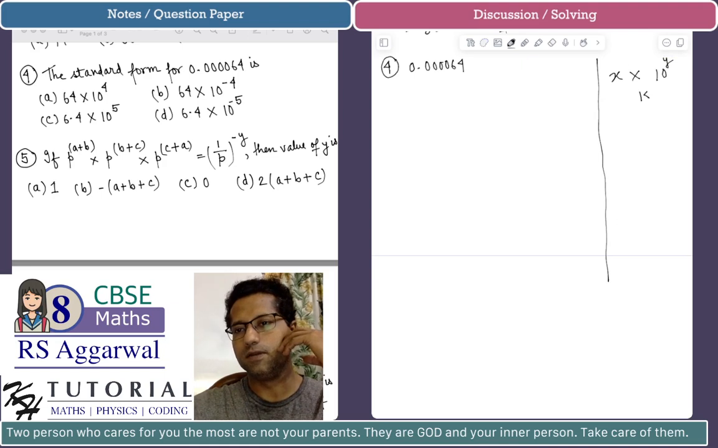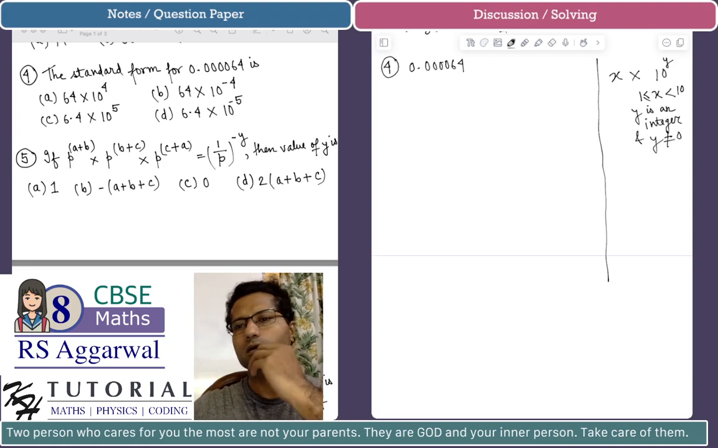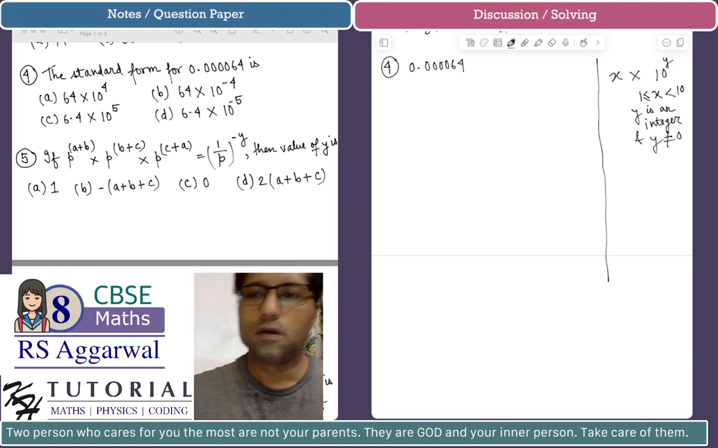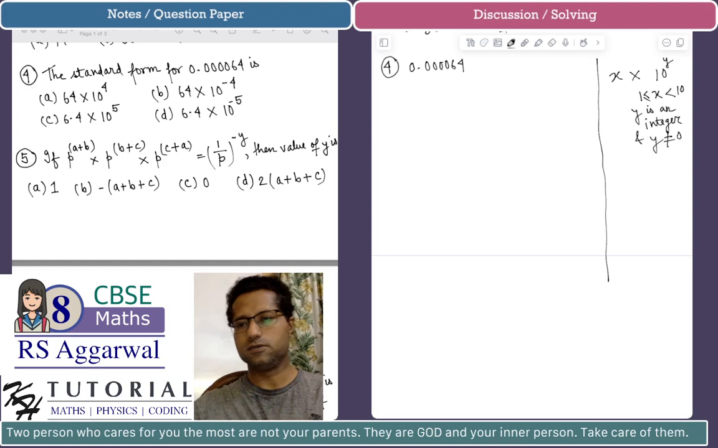It should lie between 1 and 10, that is, it should be less than 10 but greater than or equal to 1, and y is an integer. You can also consider that y is not equal to 0. Usually y is not equal to 0, because if y equals 0, then 10 to the power 0 is 1, and it will make no sense. So this x is always greater than or equal to 1 and less than 10. We have to express this number in this form.